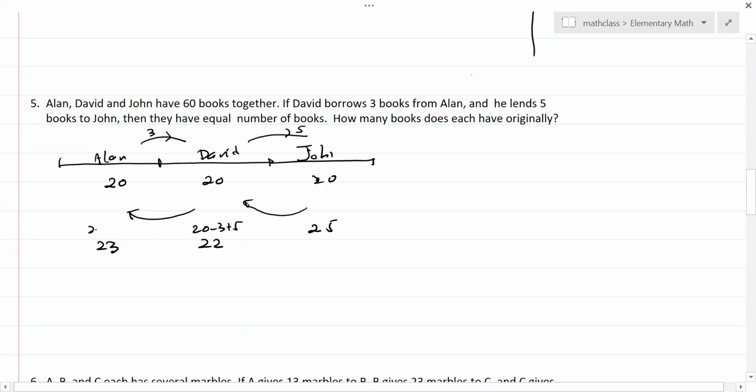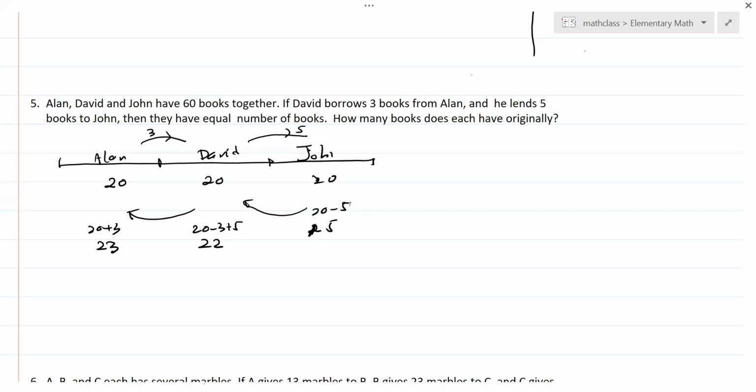Here's 20 plus 3. Here's 20, 20 minus 5, 15. Sorry, that's my writing. So 15. Okay, total will be 60. Yeah, 15. Yeah, this is how we solve the problem.